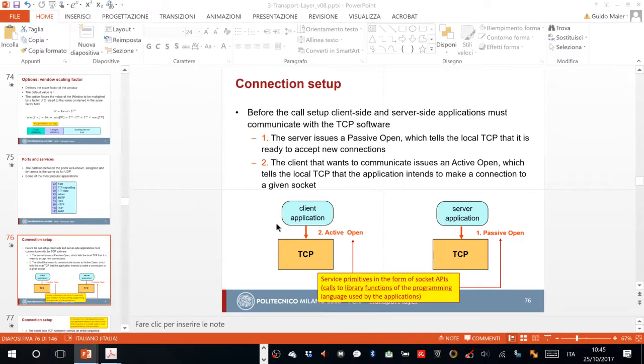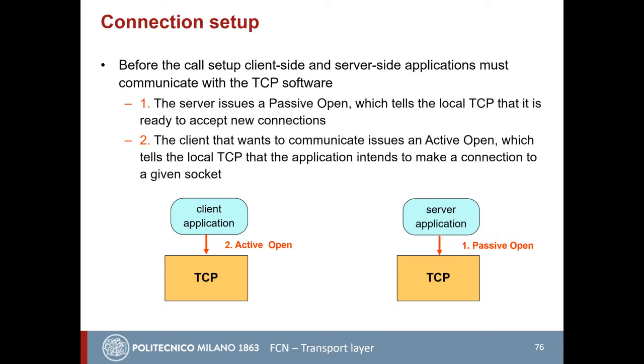So now let's start discussing the setup of connections in TCP. TCP needs to set up the connection before sending data, and the connection is usually set up by two TCP entities. The classical example that we refer to is that one entity is hosting the client application, the other one is hosting the server application.